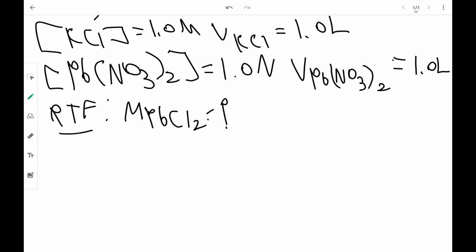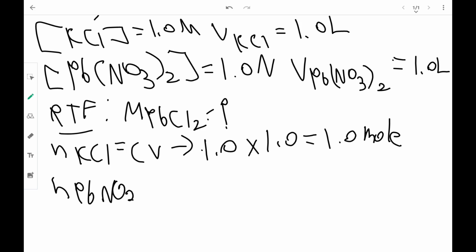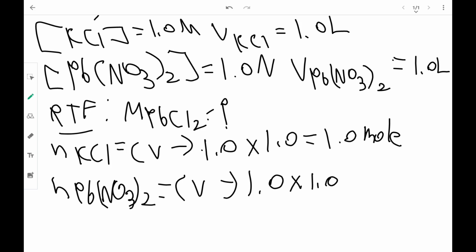Okay, so first we need to find the number of moles of everything. First we start off with the number of moles of KCl, with the formula n is equal to CV. Concentration is 1.0 multiplied by 1.0, which gives us 1 mole. And now for the number of moles of Pb(NO3)2, which is CV, which is 1.0 multiplied by 1.0, which is equal to 1 mole.